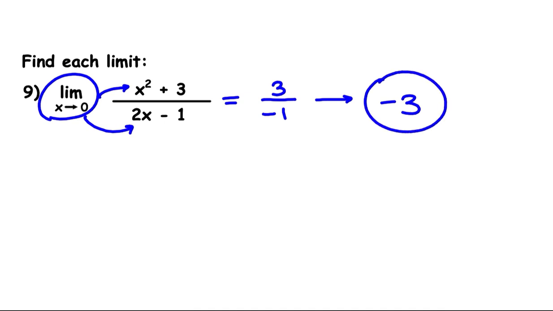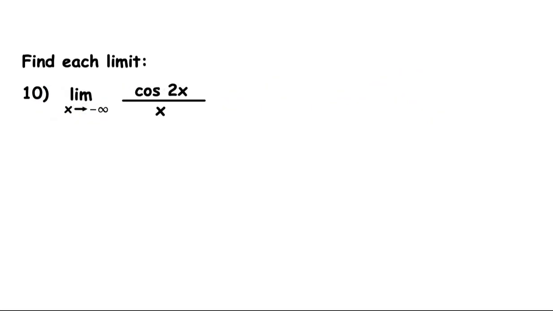Now, of course, if the minus 1 was not there, if this hadn't happened, you'd have 3 over 0, and then we'd have different issues that we'd have to look at. In that case, you'd be dividing by 0. It's possible that the limit may not exist, so obviously we're going to see some problems like that coming up. In number 10, I look at this thing and immediately I know that the answer is going to be 0.